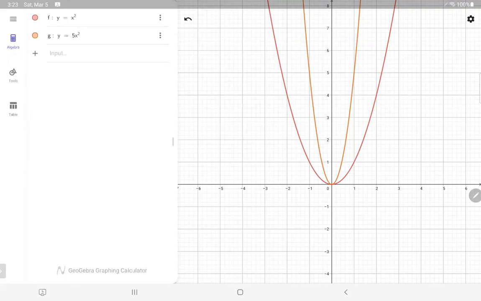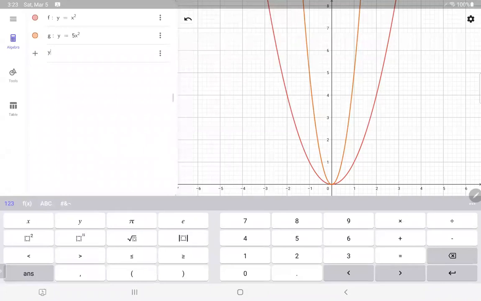Thin parabola. It still opens up. It's still symmetric, right? And the symmetry axis is the same, x equals 0. Do you agree? We have the same vertex, (0, 0). Let's see the second one. y equals 1/5 x squared. Oh my gosh.